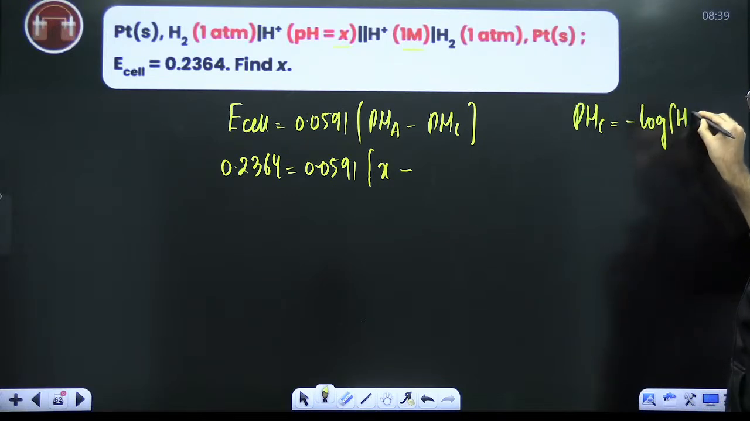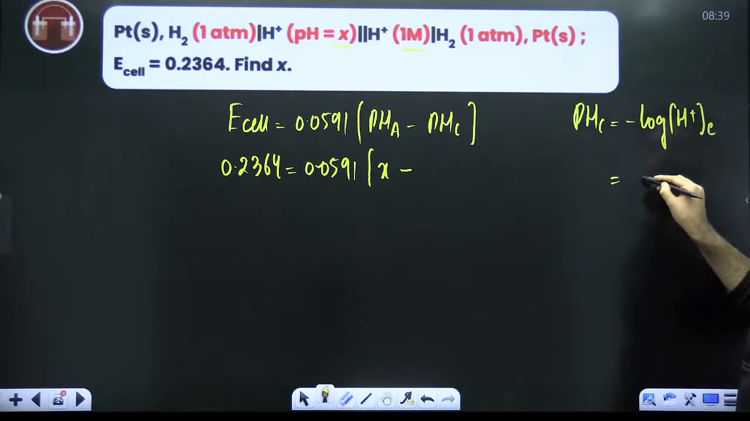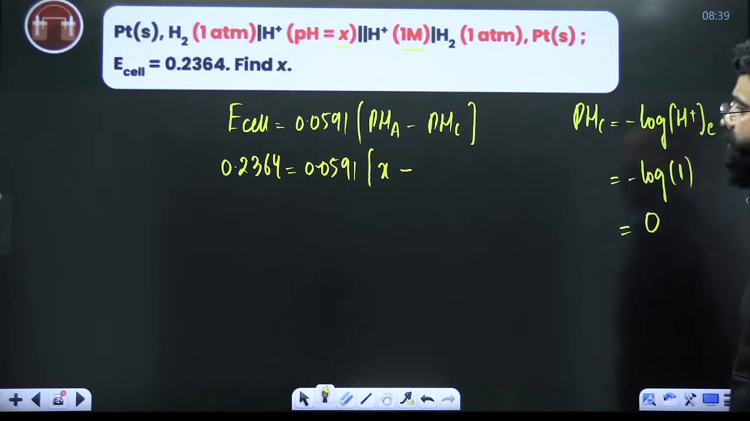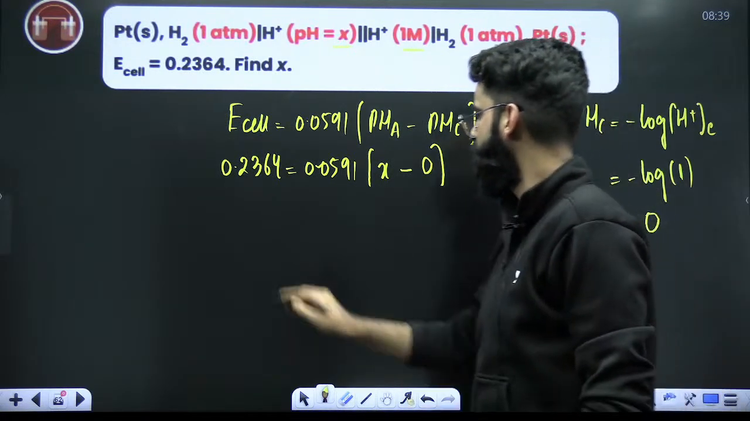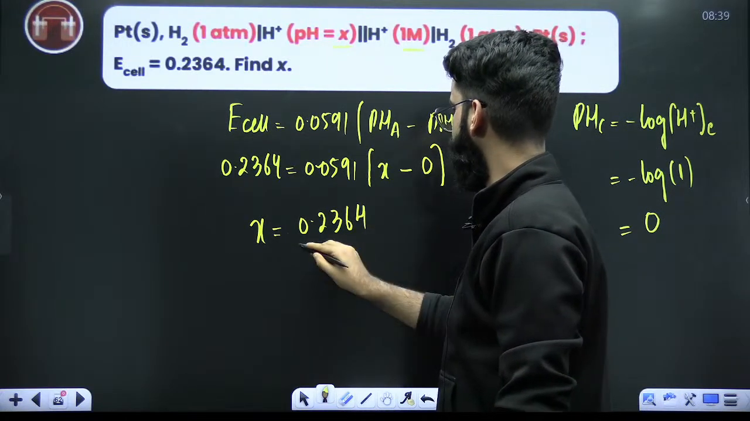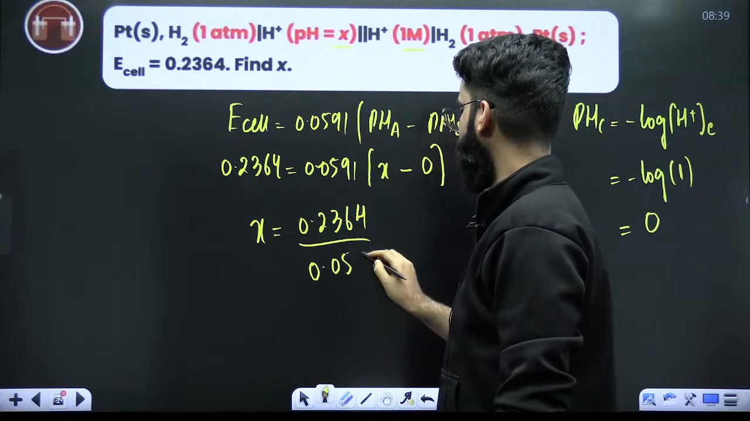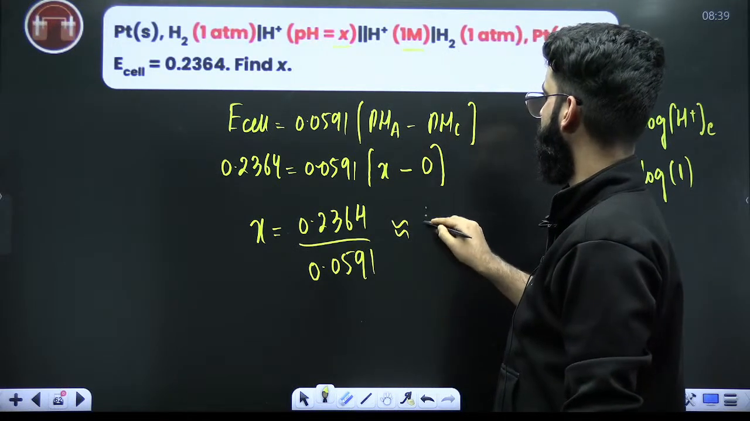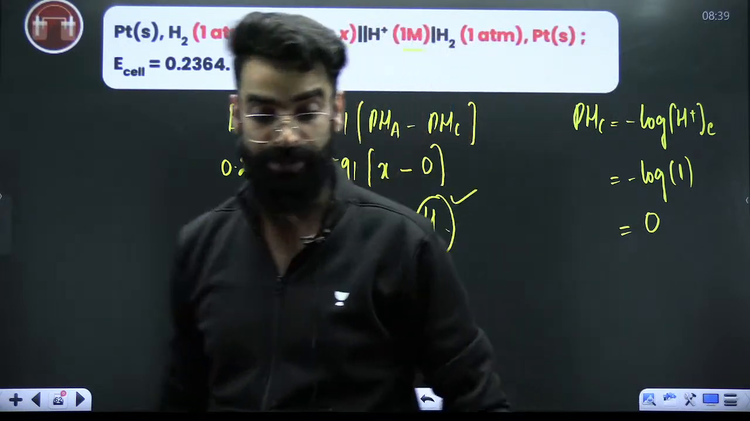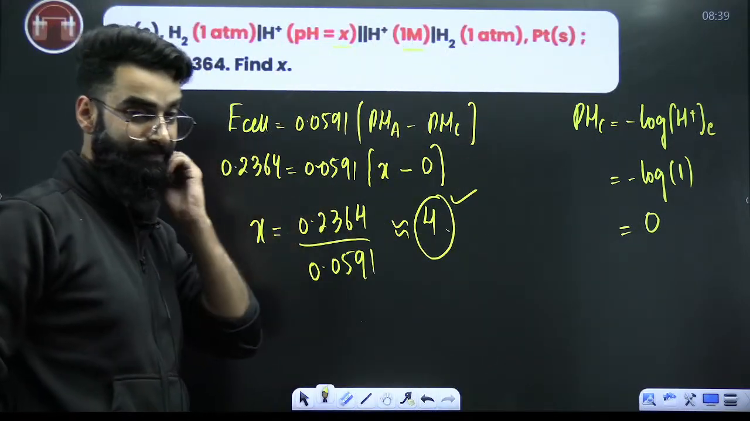So minus log of H positive concentration of cathode, which is 1 molar, so the value is 0. So X from here will be equal to 0.2364 divided by 0.0591, which is approximately equal to 4. Right? So what was this X? X was the pH of the anodic container, which we were supposed to calculate.